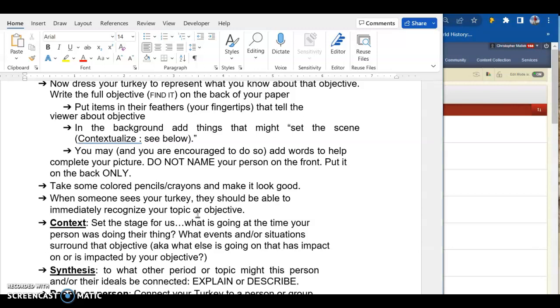Okay, the objective's a little harder. That's the bingo kind of part of it there. But yes, you want to try to express your objective through that. And again, I'll show you some examples tomorrow.